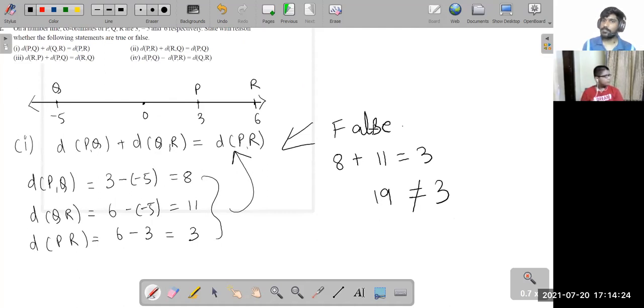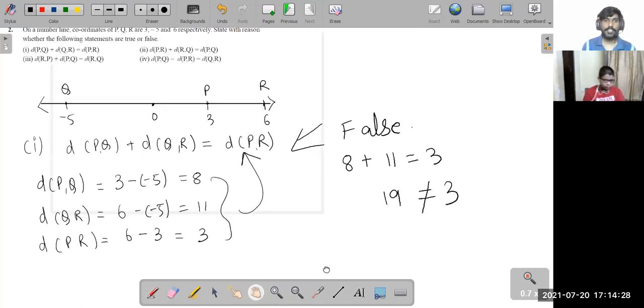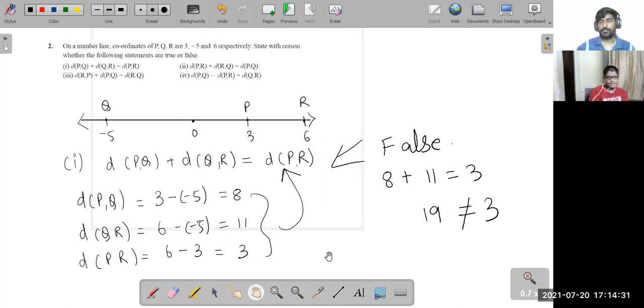Is this clear? Yes. I want you to now write it down and then check the second statement also.